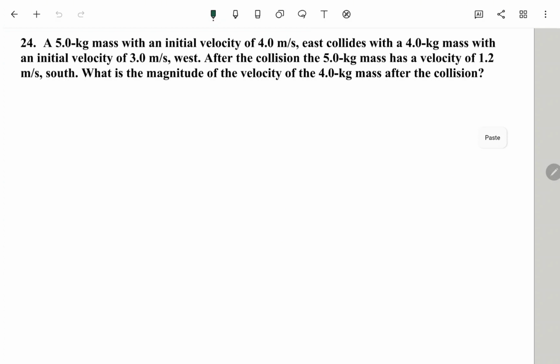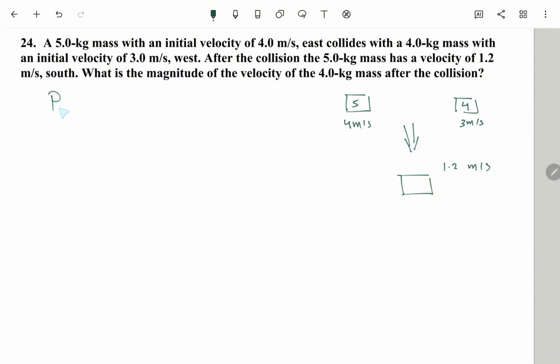Now we have here one object right here, 5 kilogram, and another object which is 4 kilogram. Now after the collision, they collide with each other. This one is moving 3 meters per second and this one is moving 4 meters per second. After the collision, the object moves with 1.2 meters per second.